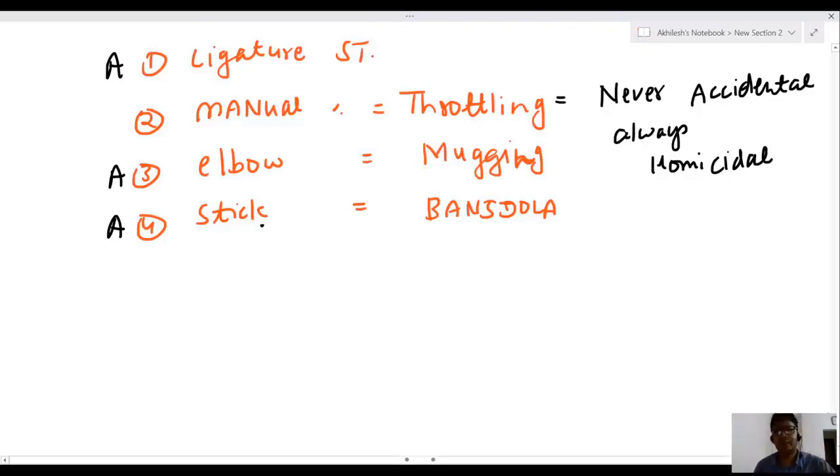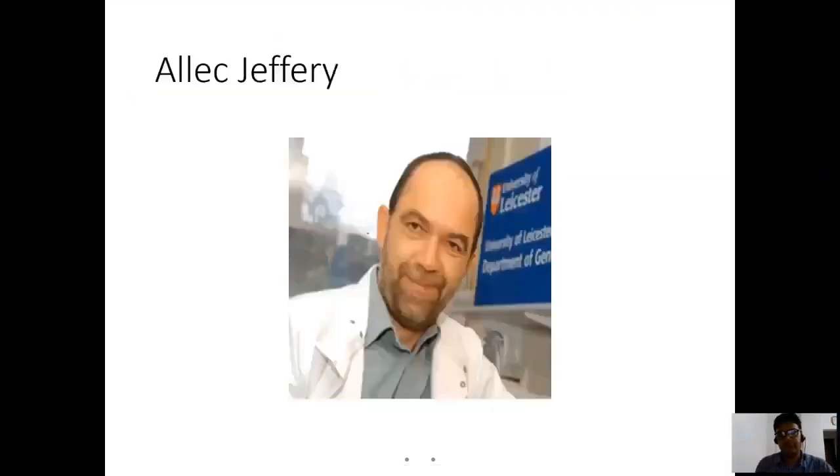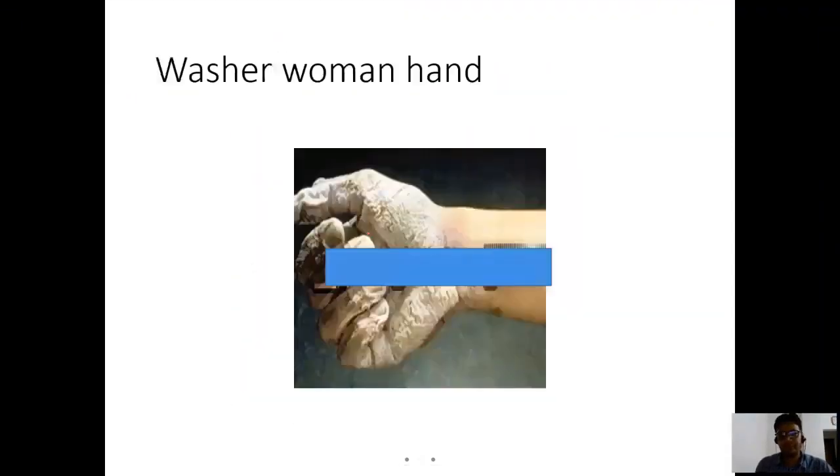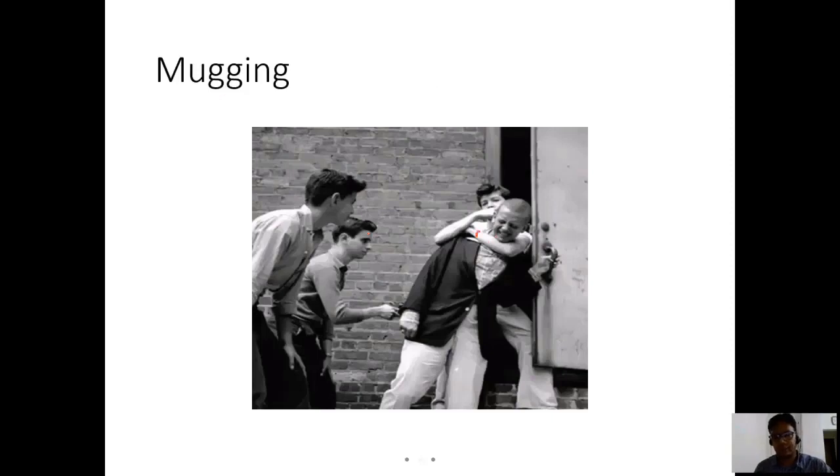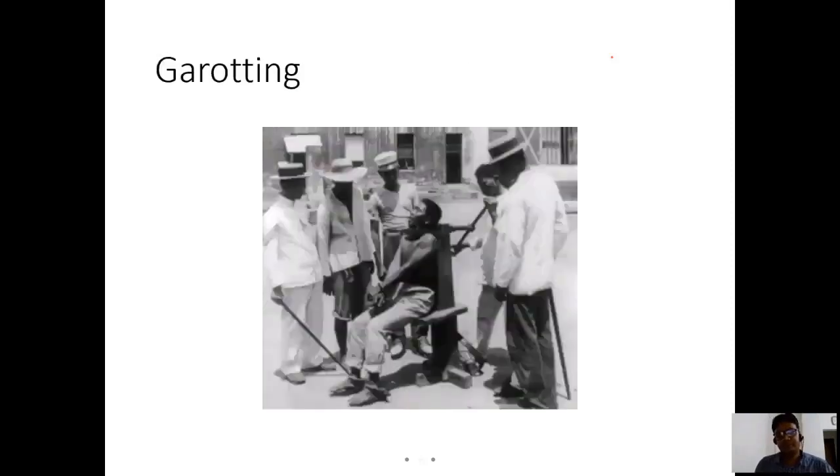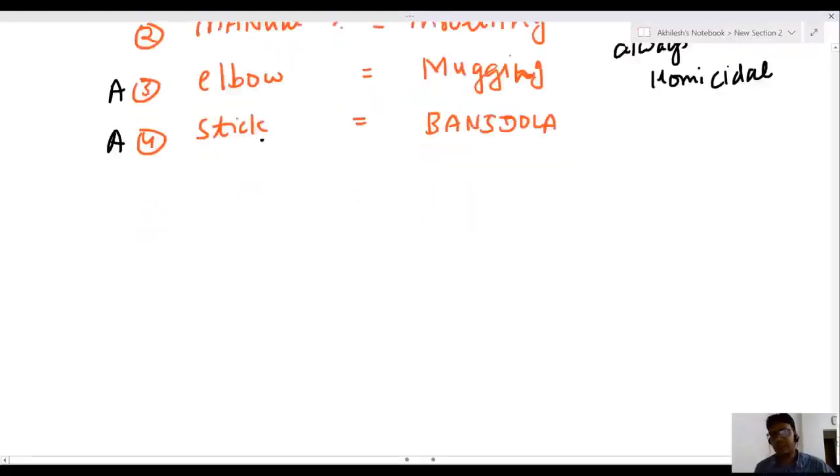Now I will show you the picture. See, this is mugging. This is in the elbow, you are killing. This method is mugging. This is throttling. Throttling and mugging. Now, sir, these are the examples of homicidal strangulation.